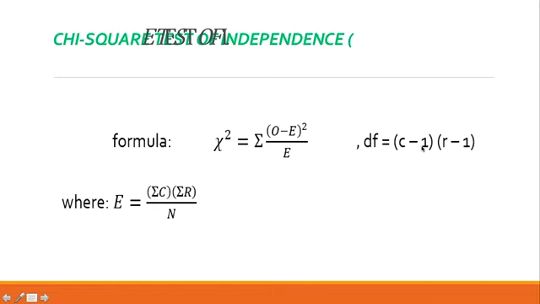C minus 1 times R minus 1. C stands for the number of columns and R stands for the number of rows. And of course, we compute the expected frequency using the formula here. It is equal to the sum of the columns multiplied by the sum of the rows divided by the total sum represented by the capital letter N. Or you may interchange sum of rows times sum of columns because multiplication is commutative.